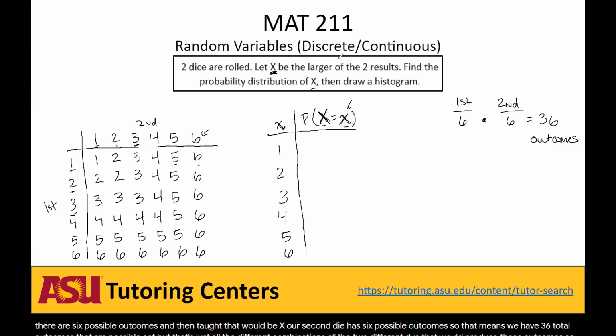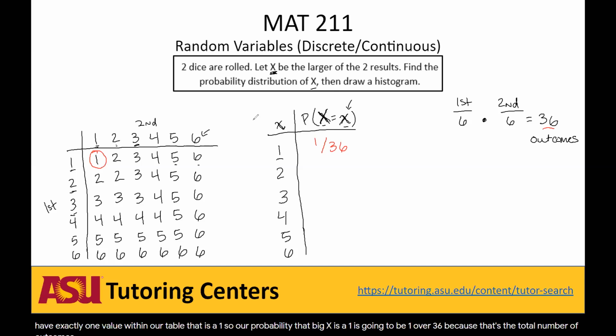So now we need to know how many of those 36 outcomes produce a 1 as our big X value. We can see from the table that we have exactly 1 value within our table that is a 1. So our probability that big X is a 1 is going to be 1 over 36, because that's the total number of outcomes.